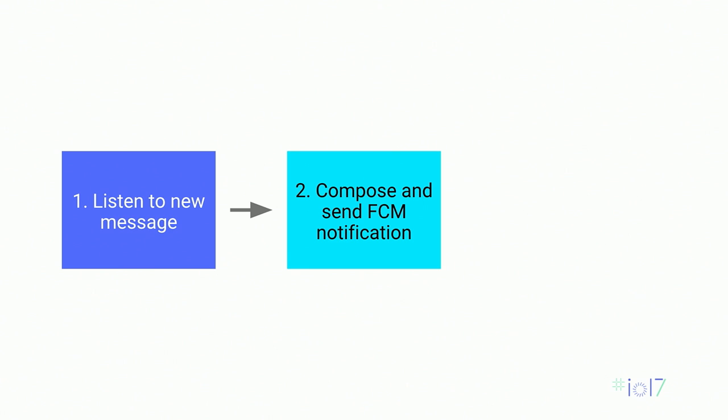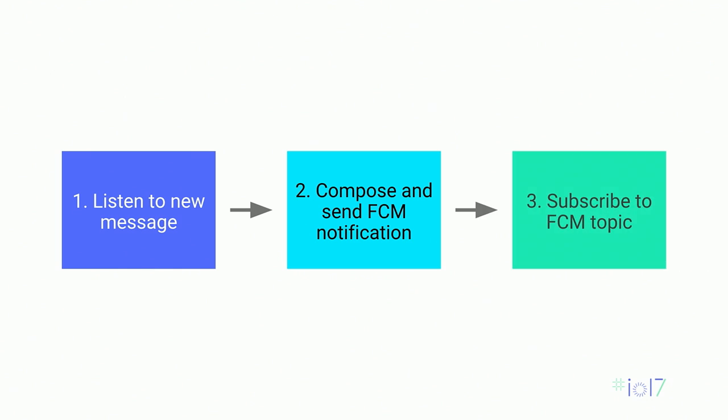Next, from the message content, compose and send out push notification via FCM. And last, make sure to subscribe our client app to the right FCM topic so that the user can receive the message we intended to send them. We'll go into details later, so don't worry if you don't know what a FCM topic is at this moment.